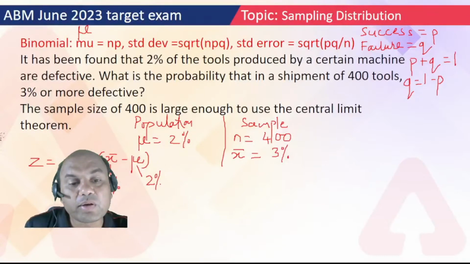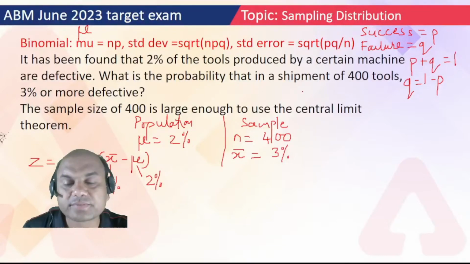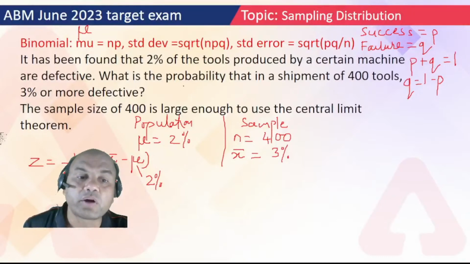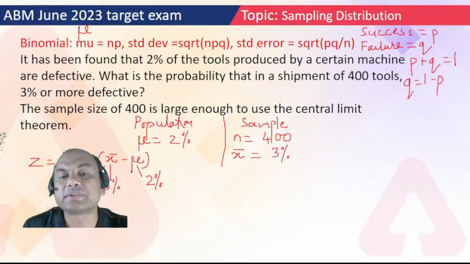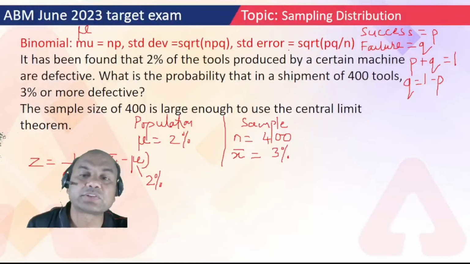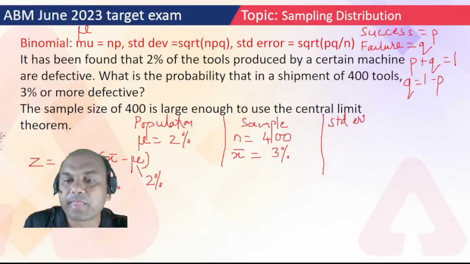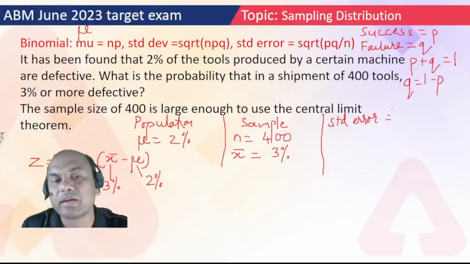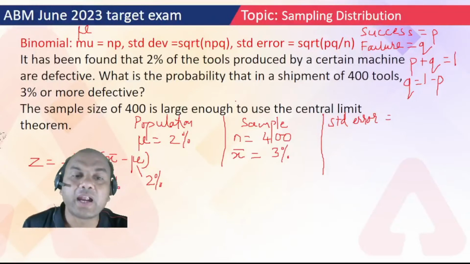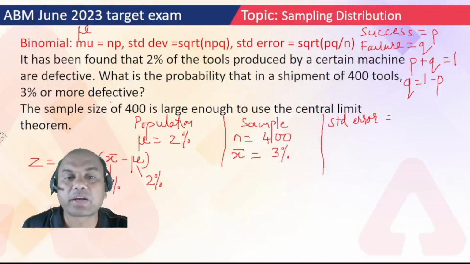It is found that 2% of the tools produced by a certain machine are defective. Means every time I check anything, I get 2% as defective. So what is my success now? Success doesn't mean the tools are good. Success means what is asked in the question. What is asked? We want defective. What is our target? Defective. So success equals defective. Remember, what is asked in the question is the success.